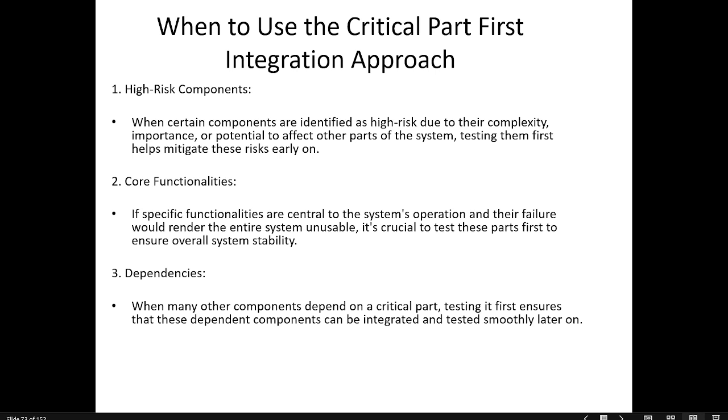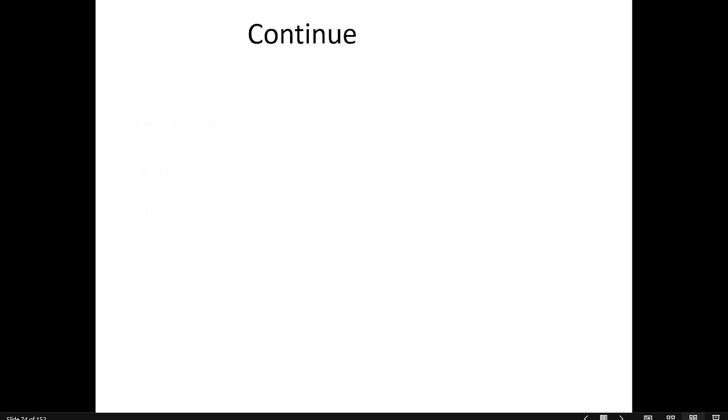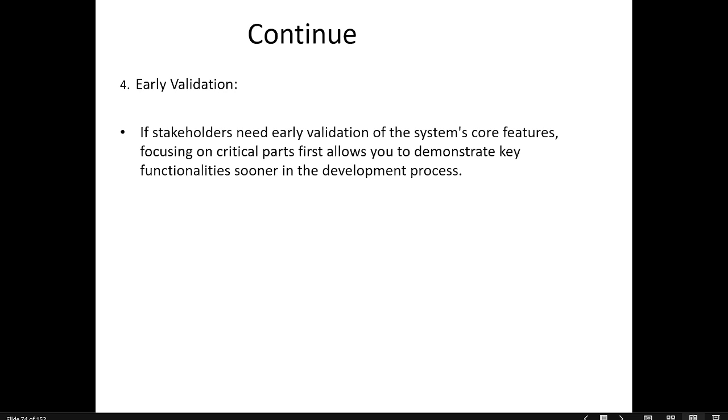So remember, these are a few criteria which help to decide why to go for critical part first. Some more: early validation. If stakeholders need early validation of the system's core functionality or core features, focusing on the critical part first allows you to demonstrate key functionalities sooner in the development process.